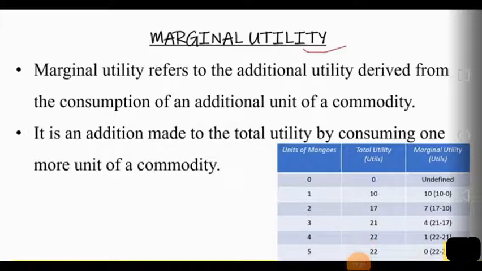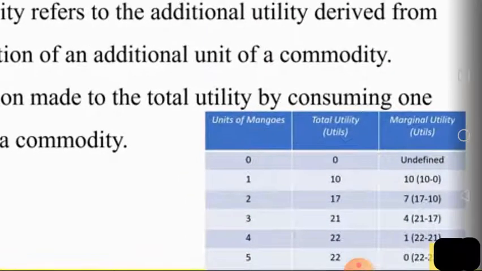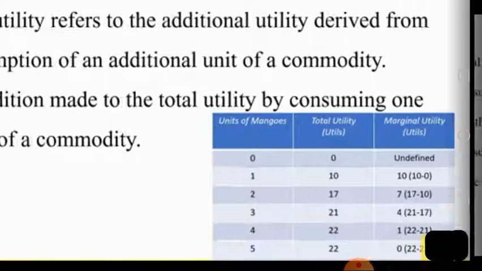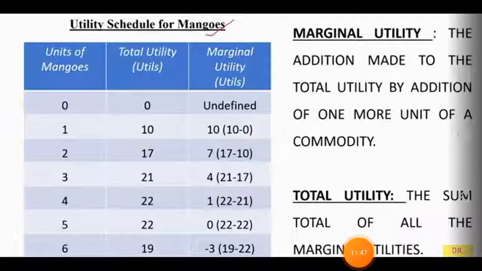That is called marginal utility. When we were using only one unit, we were getting 10. On the consumption of the second unit, we receive total utility 17. But at this second level, we get an extra 7. So marginal utility is 7 at level number 2. Hence it is proved: it is an addition made to the total utility by consuming one more unit of a commodity. Now I'll explain it with the help of a proper table.